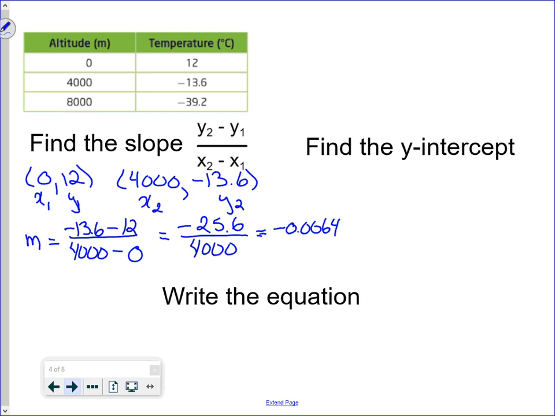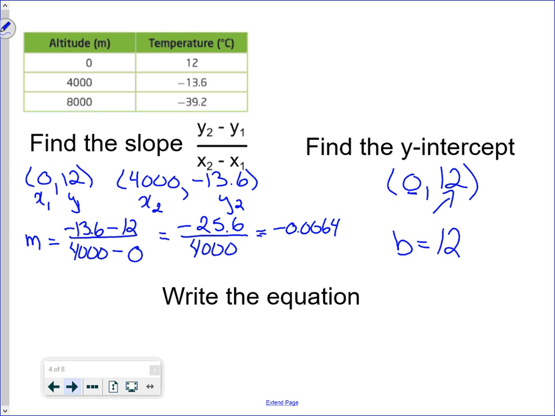Now looking at the y-intercept. Again, the y-intercept comes from the point where x is 0. So that's the first point in the table. So we have 0, 12. So our y-intercept is the y value when x equals 0. So our y-intercept is represented by b. So b equals 12.